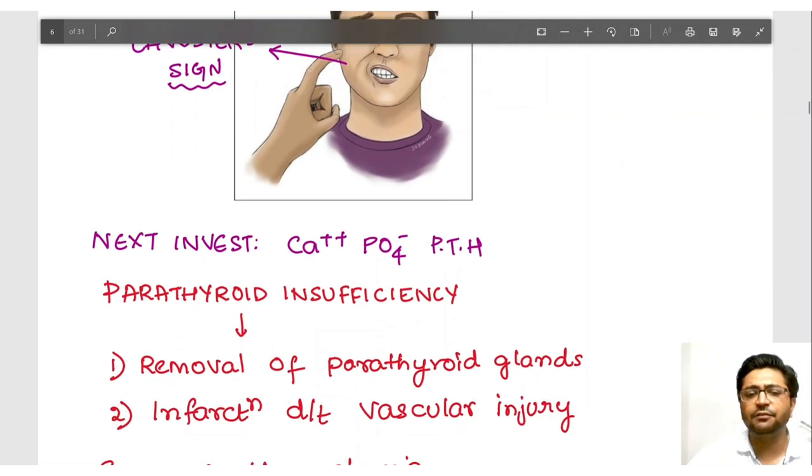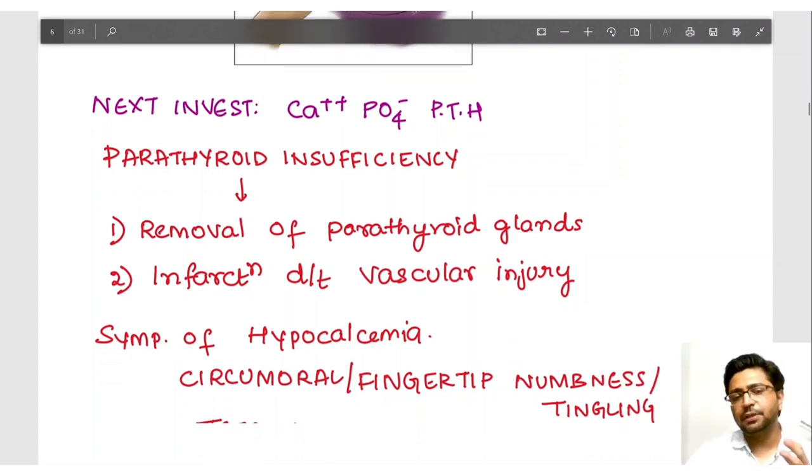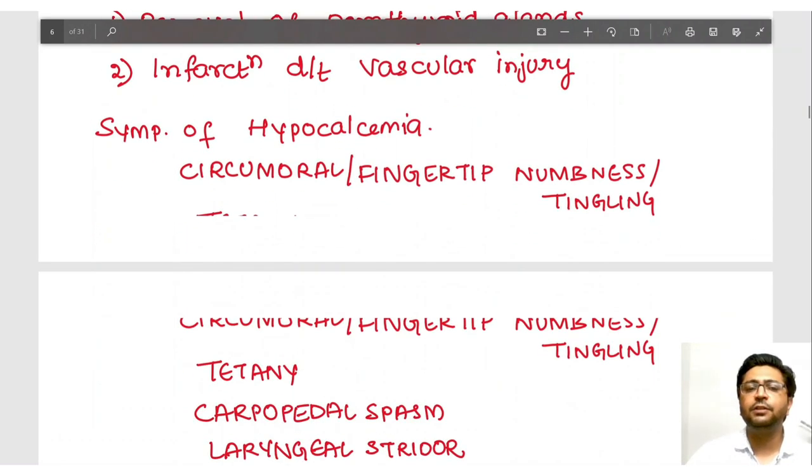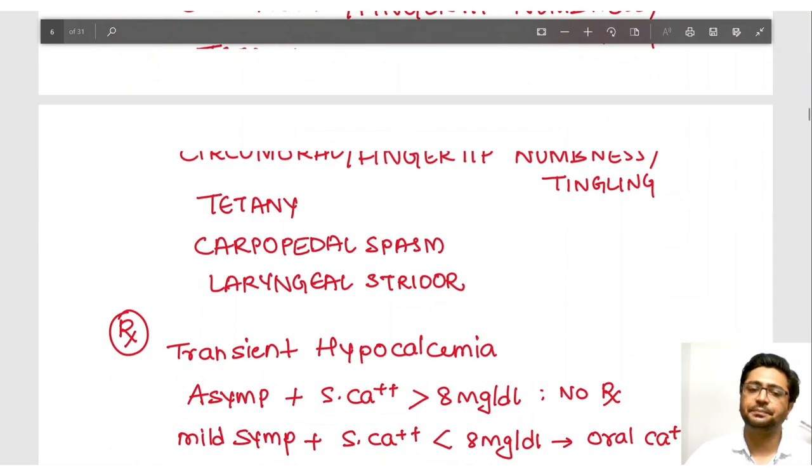So in parathyroid insufficiency, there would be hypocalcemia. And why does this parathyroid insufficiency occur in thyroidectomy? Either it might be inadvertent removal of the parathyroid glands or there is infarction which has occurred due to vascular injury. So these are the two viable reasons why parathyroid insufficiency would have occurred in a post-thyroidectomy case. And symptomatology wise, hypocalcemia would present with circumoral or fingertip numbness and tingling. There would be tetany, carpopedal spasm and laryngeal stridor.